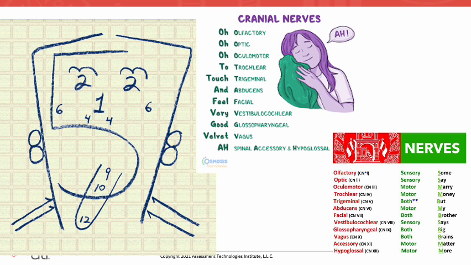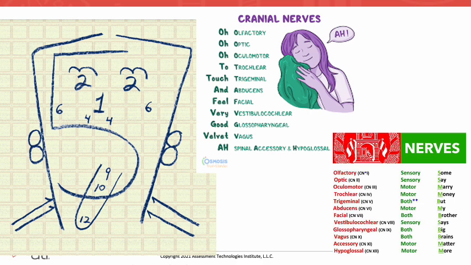Number 6 is the abducens cranial nerve, and that is responsible for abducting the eye. So again, we test that nerve as well by having our patients look down and to the outside. So that is represented by 6s on the face in that direction.